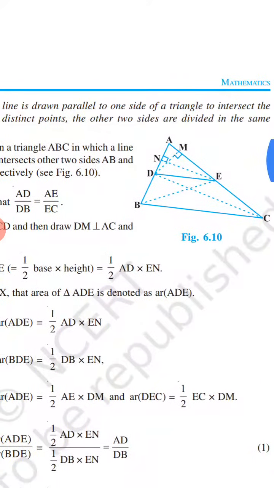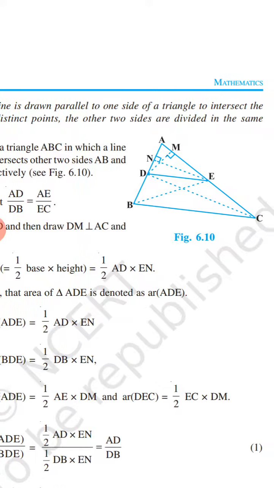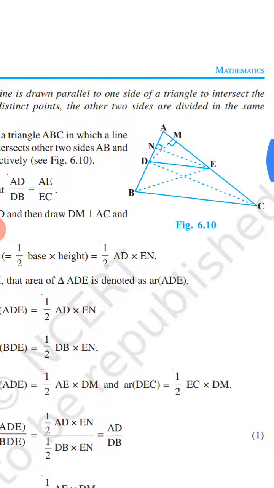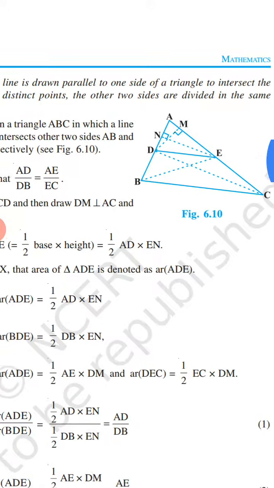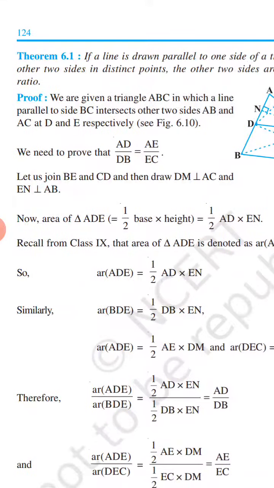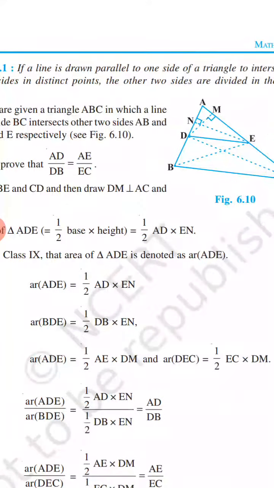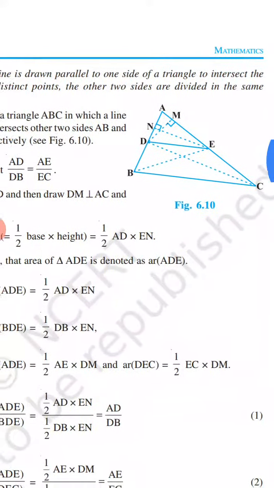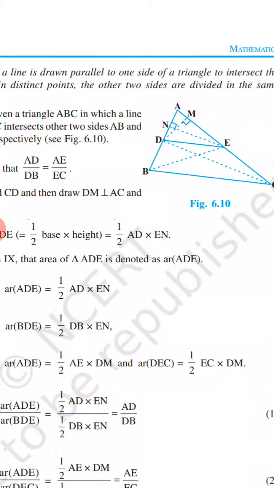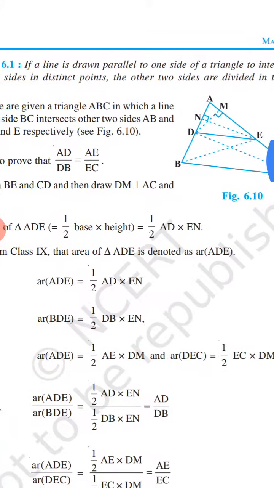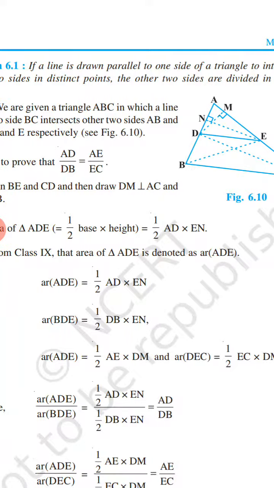Area of triangle denoted by AR. Area of triangle is written AR within bracket ADE. So area ADE is equal to half AD into EN. Similarly, area of triangle BDE, base is DB and height is same EN. So area of BDE is equal to half DB into EN.